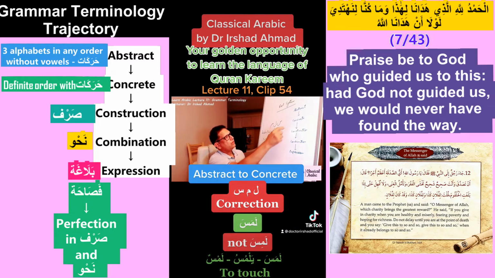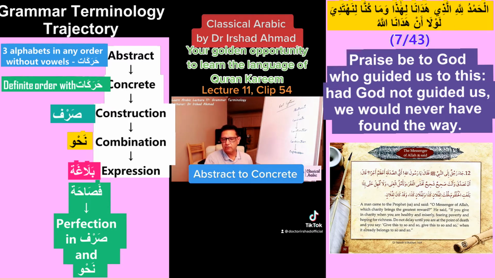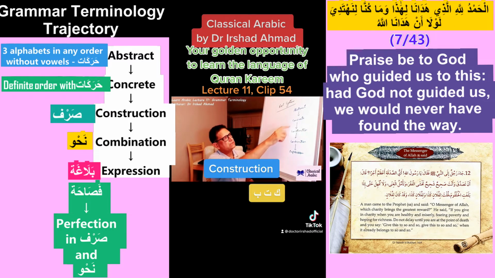But that's the abstract level. On a concrete level, Salima means submission, peace, security. Lamisa means to touch. But when we go at that level, there is a connection between these 2 word arrangements, these 2 orders of these words. So that's our concrete level. And from the concrete level, we move on to the next level, which is construction.